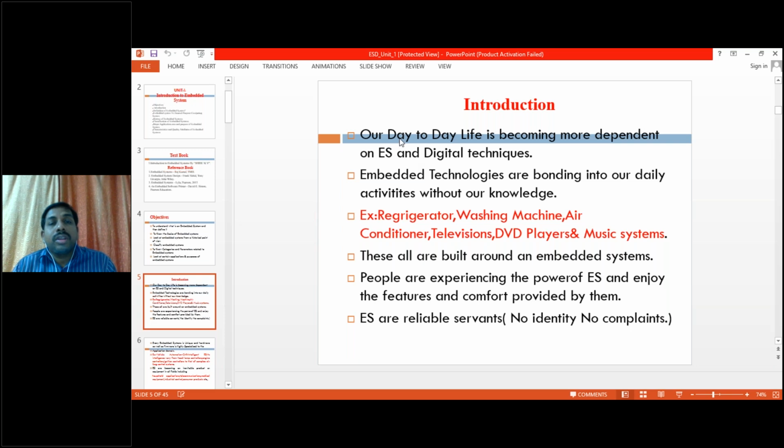So first, the introduction part. As you know, in our day-to-day life, we are using many appliances, both household and industrial, and everywhere. In all the fields, all the sectors, we are digitized. We are using digital techniques, and all the devices are related to embedded systems. So this embedded technology is entering our day-to-day life without our knowledge. Many of them don't know that a specific device comes under embedded technology, but they know how to use it, such as our household appliances.